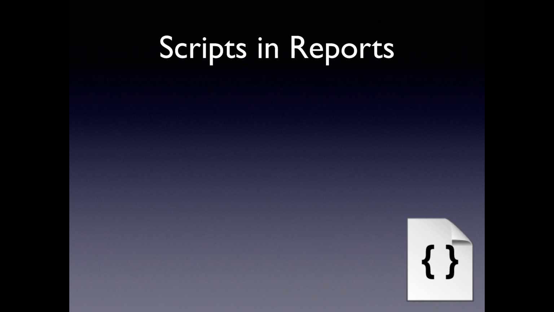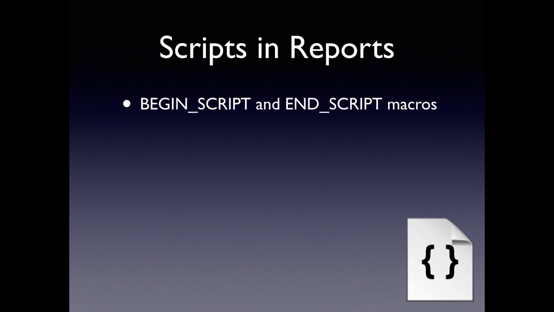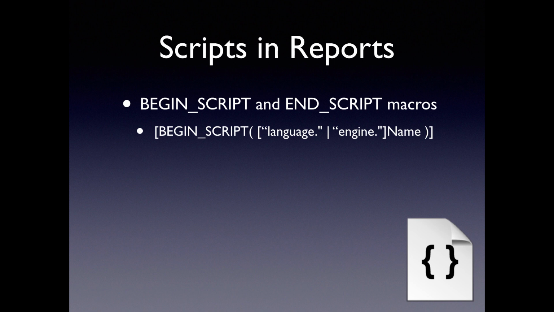Okay, so let's start by taking a look at scripts in a report. If we're going to use a script in a report, then we will use macros to define that we are embedding a script. The macros that we'll use are begin script and end script. Now, the begin script macro actually takes a parameter. So let's look at its definition here. It says it takes either language period or engine period followed by a name. And the brackets around language and engine period identify that it's optional.